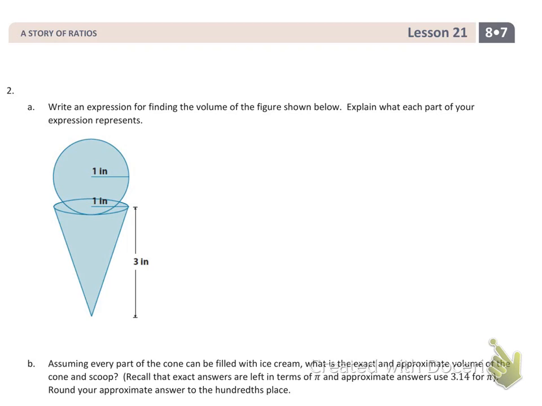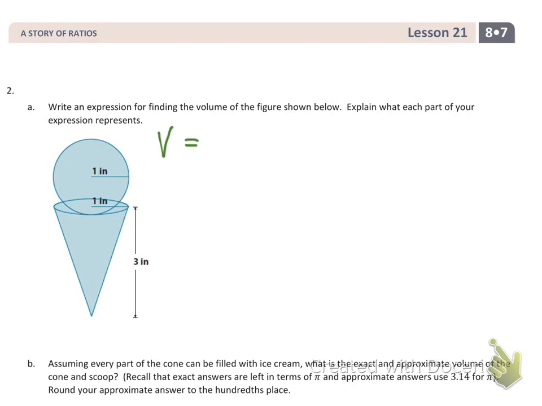Okay, so here's a figure that is supposed to be an ice cream cone, but doesn't look like any ice cream cone I've ever seen. It's got this scoop of ice cream perched on top of the cone. Looks like it's going to fall off. But anyway, we are going to find the volume of this figure. So this one's pretty straightforward to see that it's a sphere sitting on a cone. So we would write an expression for each part of that.